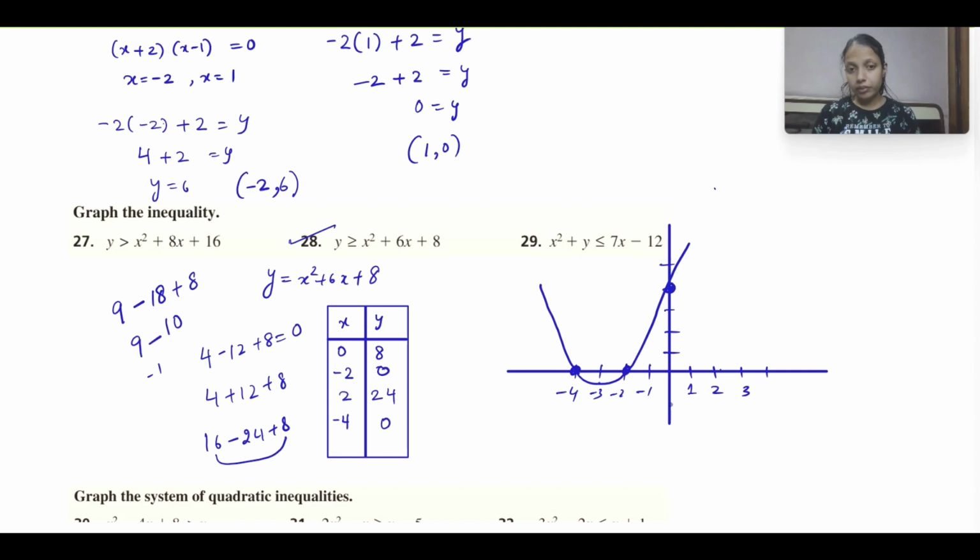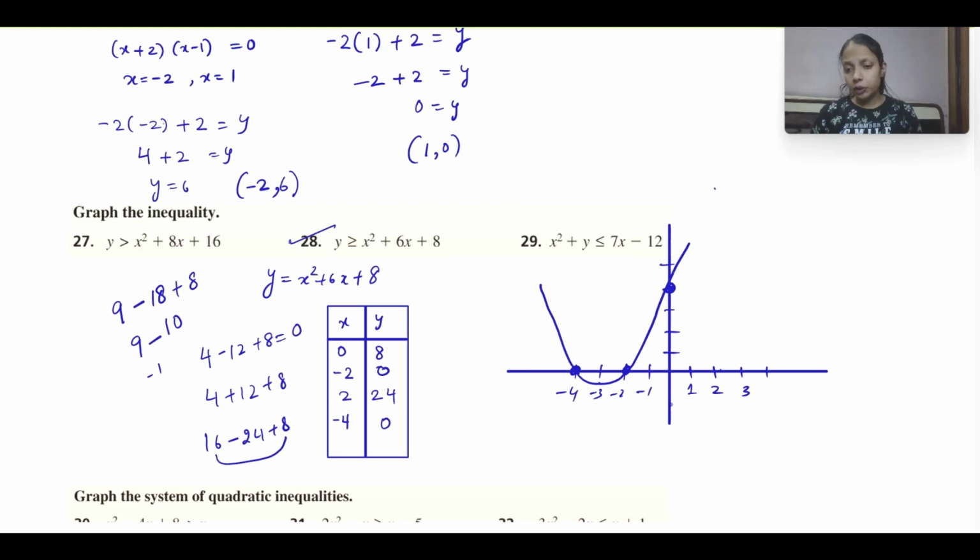This is the graph. And you have to shade here also. In the last video, I told you sometimes we have to draw a dotted graph. Here it's not a dotted graph because the equality sign is there. And we have to shade.